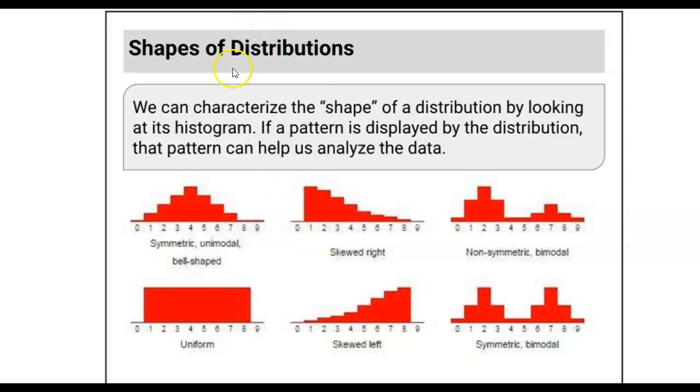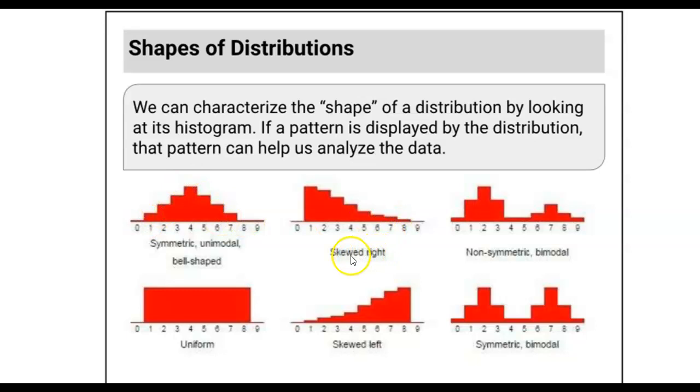The shape of the distributions. There are a bunch of different shapes that you need to know for this class. The most important shape, I would say, is this bell-shaped curve. Symmetric, unimodal, uni meaning one, modal meaning concentration. So there's one concentration here. It's only gathering here in the middle, and it's tailing off to both sides.